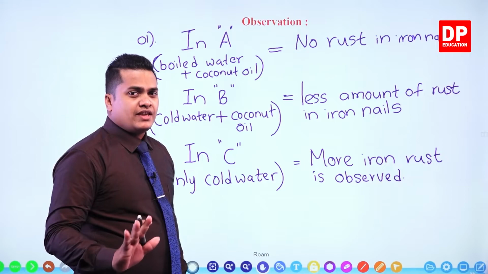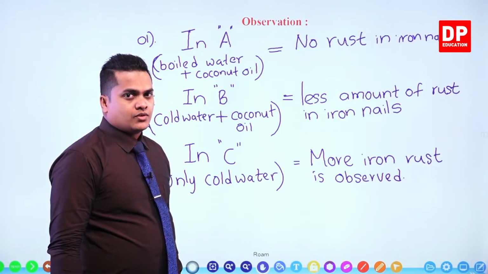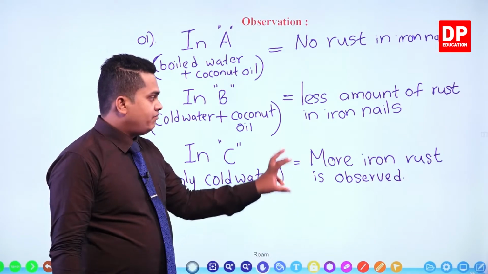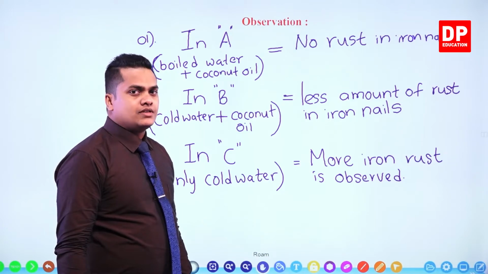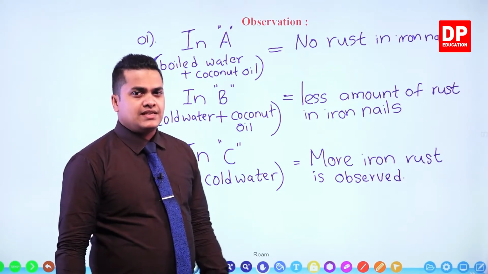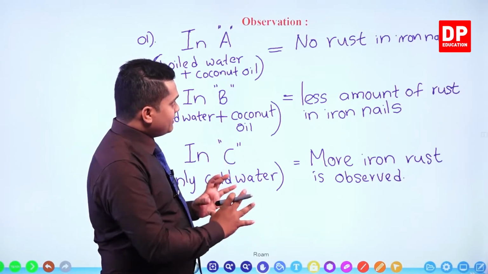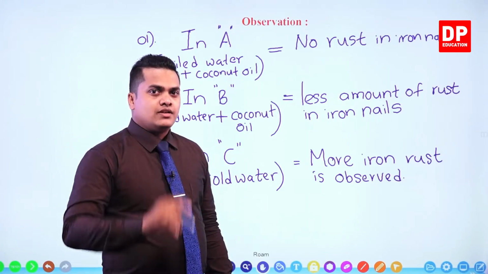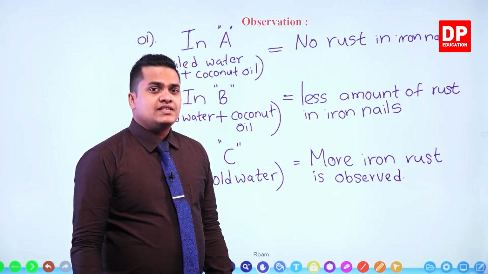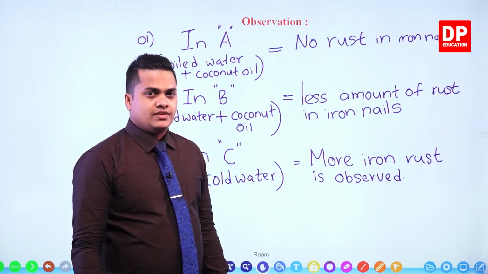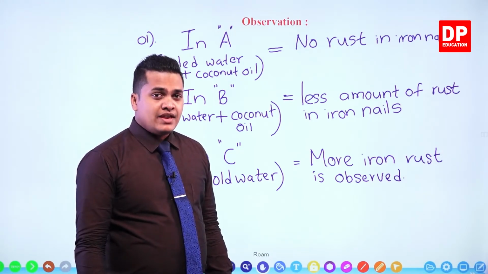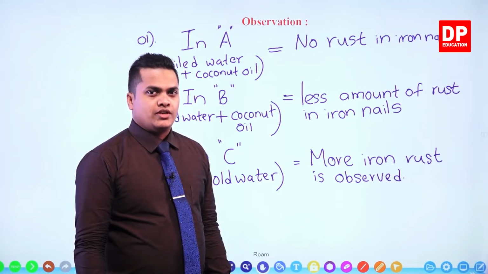So there is plenty of air in the third system. Due to having plenty of air particles, plenty of rust, or more iron rust, is observed in the third setup. So my dear children, from this experiment, from these particular observations, we can conclude finally that air is necessary for rusting, right? Air is the main factor involved in rusting. Air is very important for rusting. That is our final conclusion from the activity.